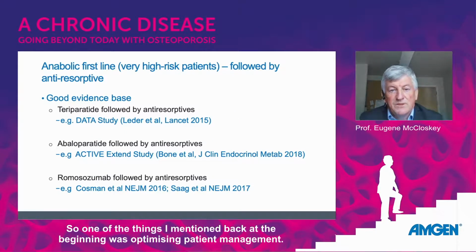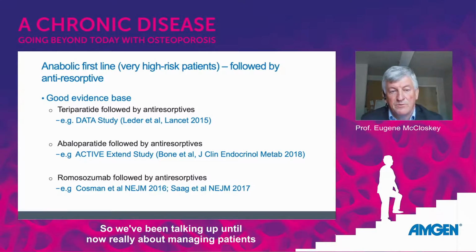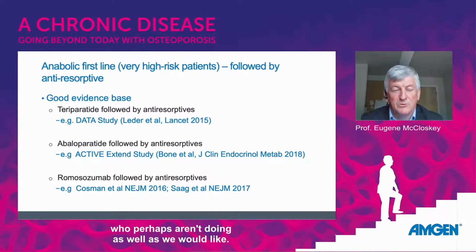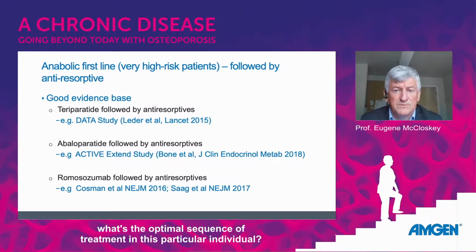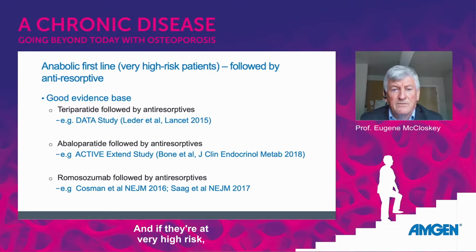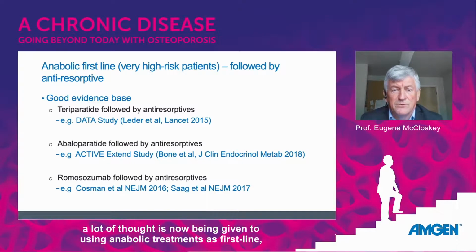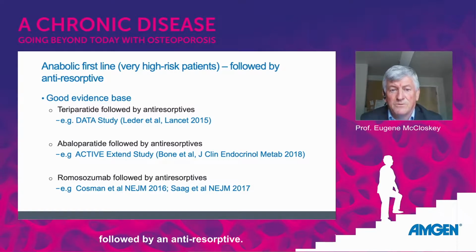So one of the things I mentioned back at the beginning was optimizing patient management. So we've been talking up until now really about managing patients who perhaps aren't doing as well as we would like. They've had a treatment, they've maybe not responded as well to that, so what do we do next? We're now in a situation where we can get patients who are at very high risk of fracture and say, well, what's the optimal sequence of treatment in this particular individual? And if they're at very high risk, a lot of thought is now being given to using anabolic treatments as first line, followed by an anti-resorptive.